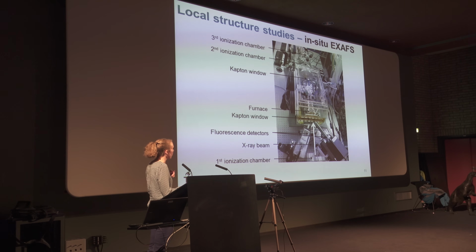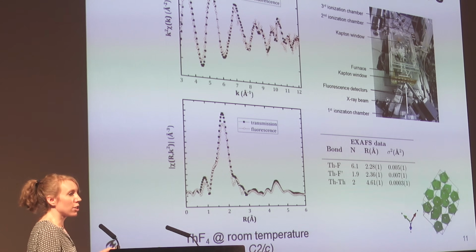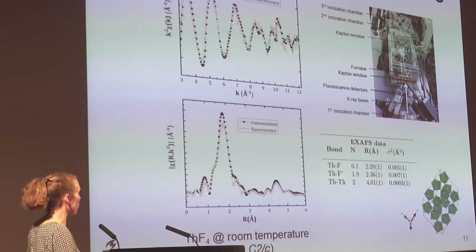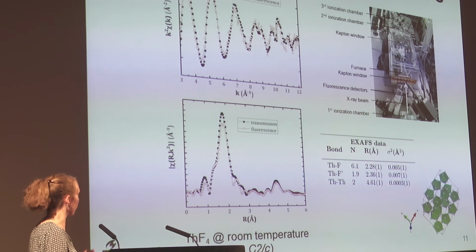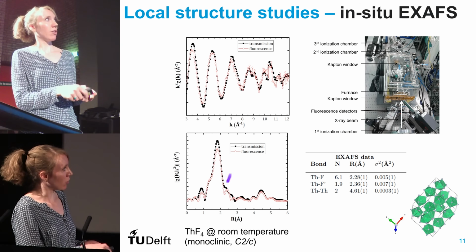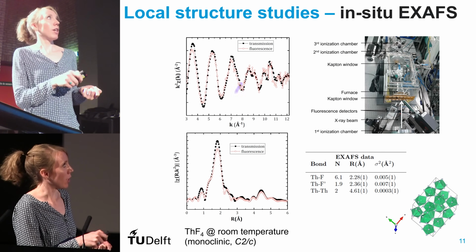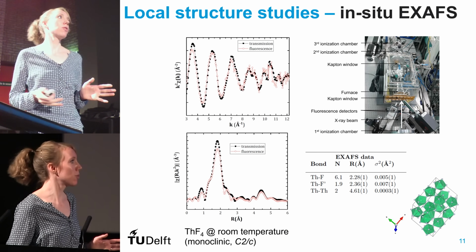This geometry allows us to make transmission measurements, meaning you look at the signal before and after the sample, and also fluorescence measurements. You look at what we detect here in fluorescence with these fluorescence detectors. And this is very useful because you can then measure samples that are very concentrated and samples that are diluted. And we first measured ThF4 at room temperature to compare the signals of fluorescence and transmission in black and red. And you can see we have a very good agreement between both sets of results.